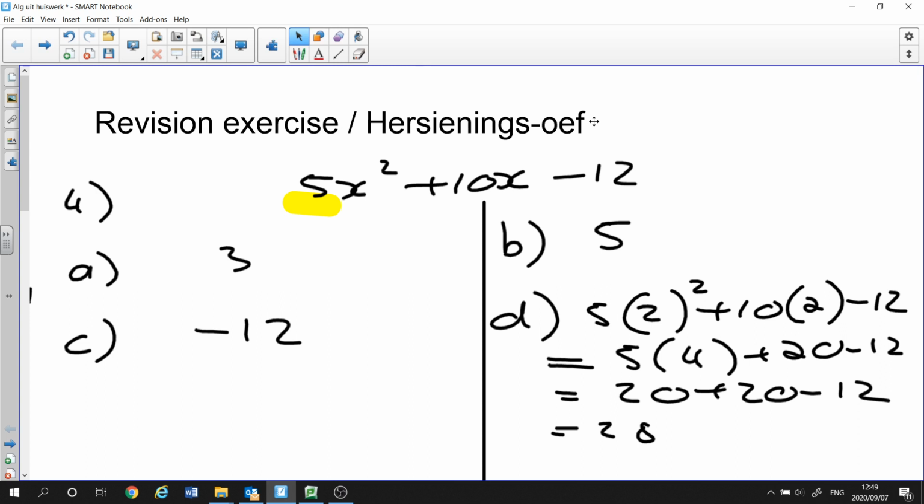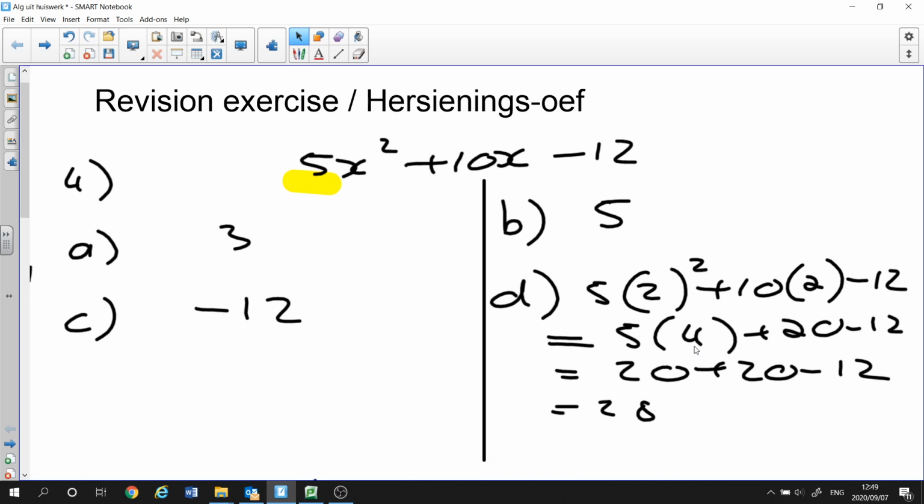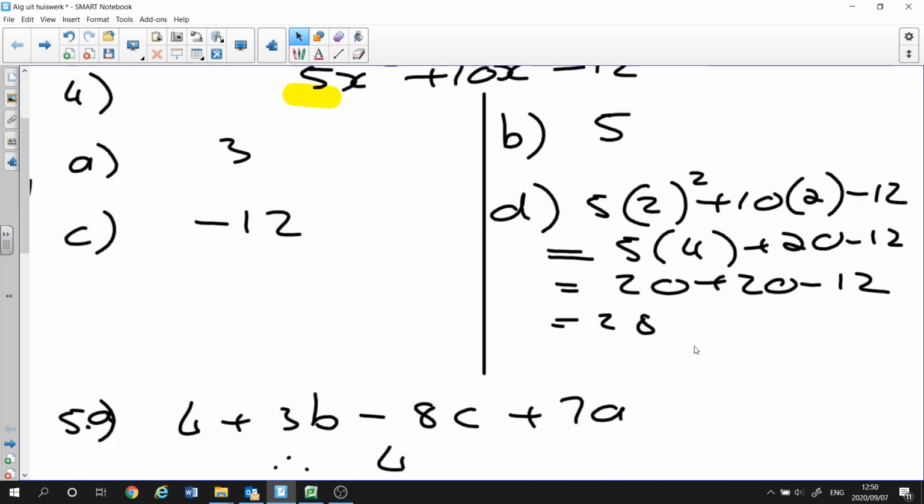Remember, we did that yesterday in class. So everywhere where there's an x, I substitute with 2. In other words, 2 squared gives me 4. So that's why it's 5 times 4 plus 10 times 2 is 20 minus 12. It's 20 plus 20 minus 12, and that gives you 28.